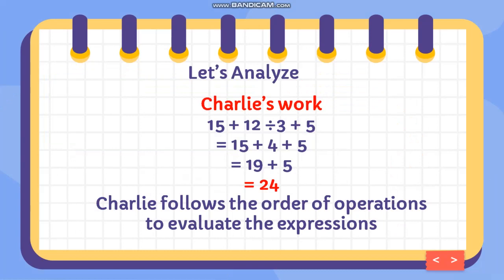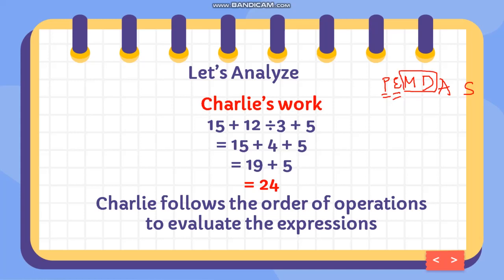Now let's analyze Charlie's work. So the given is 15 plus 12 divided by 3 plus 5. So Charlie follows the order of operations to evaluate the expression. And what is this order of operations? Using the PEMDAS rule. So you need to evaluate first parentheses, but we don't have parentheses. That's why we proceed to the next one, which is exponent. There is no exponent from the given, so let's proceed to multiplication and division.